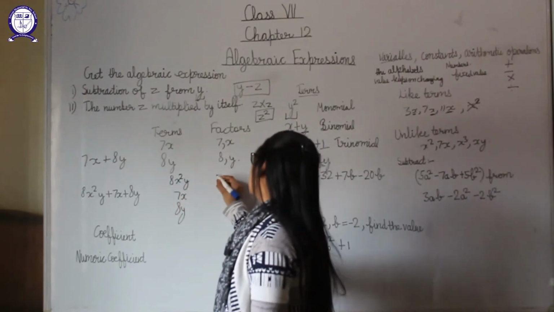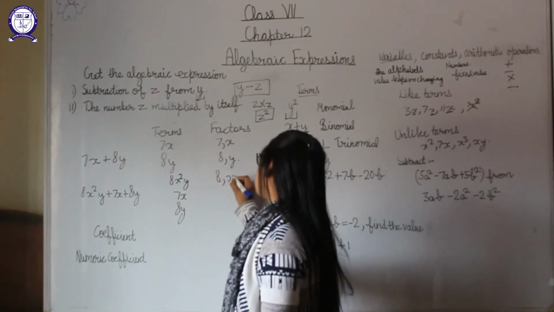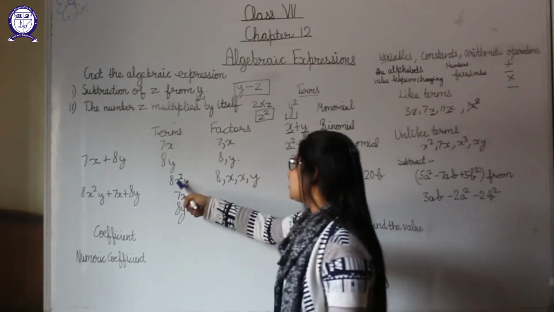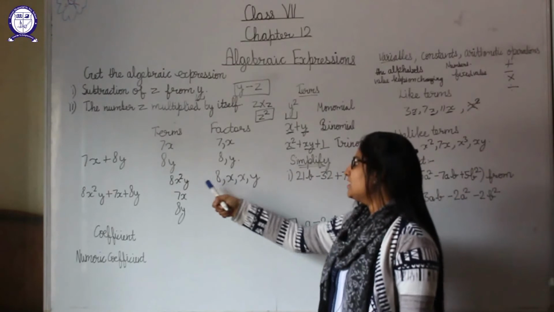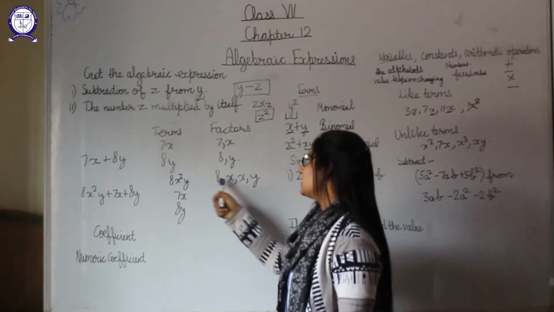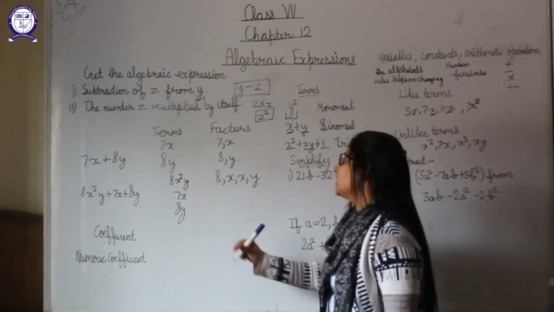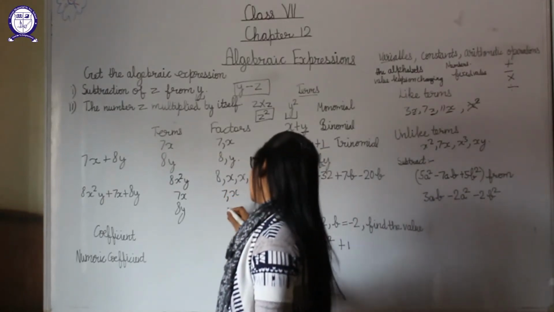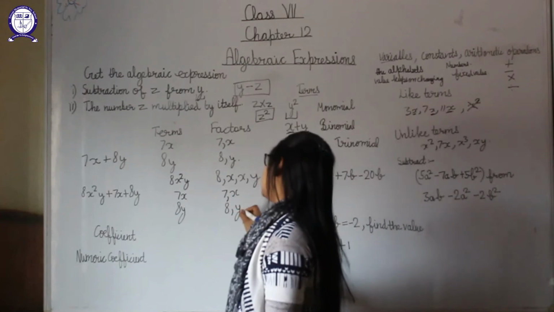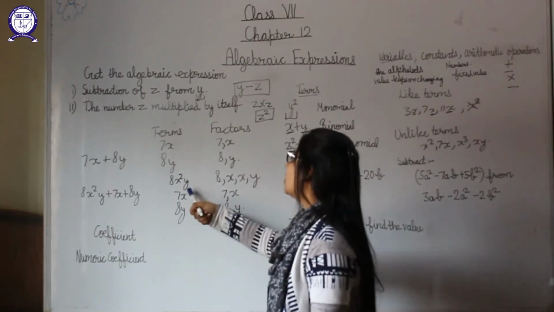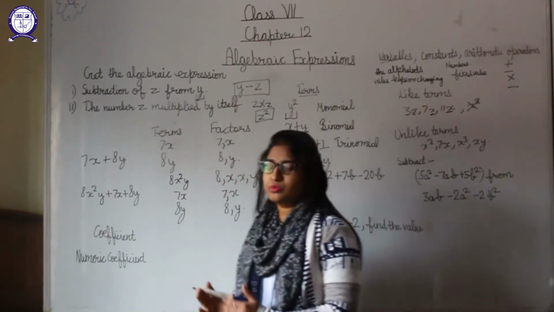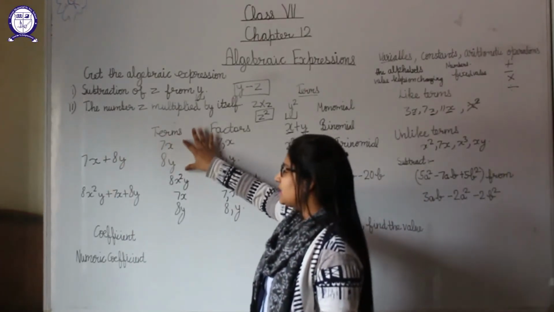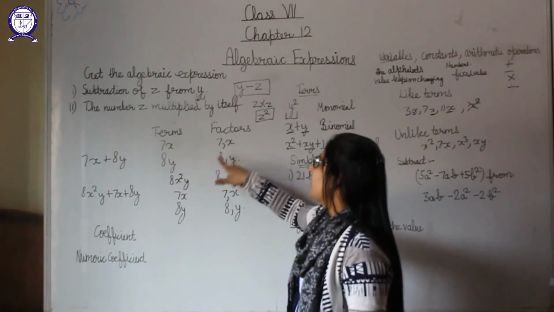8x square y. So 8 is one of the factors. X square means we can write x and x 2 times, and then y. X square means x and x. So 8 is one of the factors, x and then y. Now for the 7x, 7 comma x, and again for 8y, 8 comma y. These are the factors of these terms. Okay, so in this what we have done, students, algebraic expression was given, we have written the terms, and after writing the terms we have written their factors.